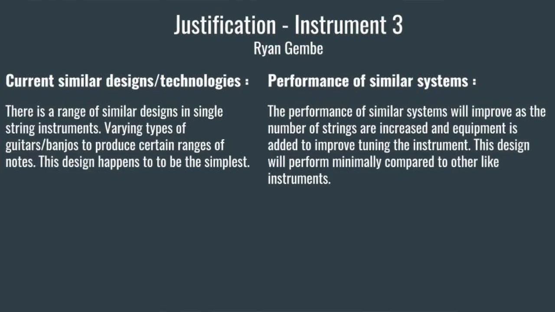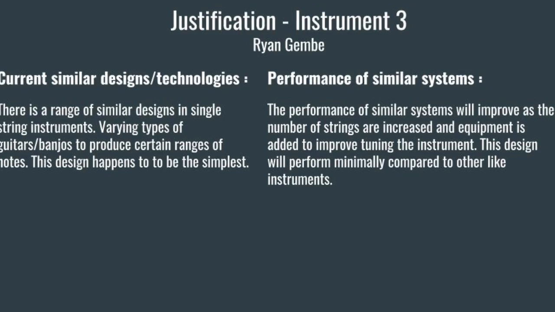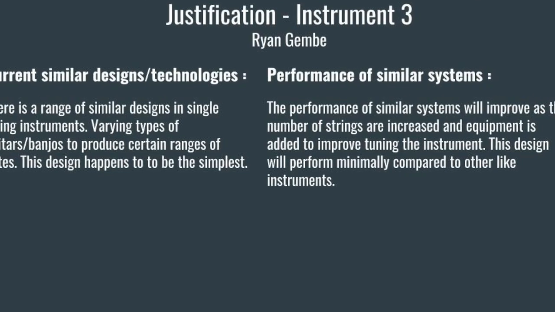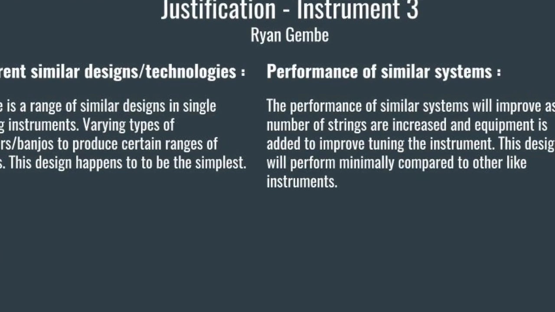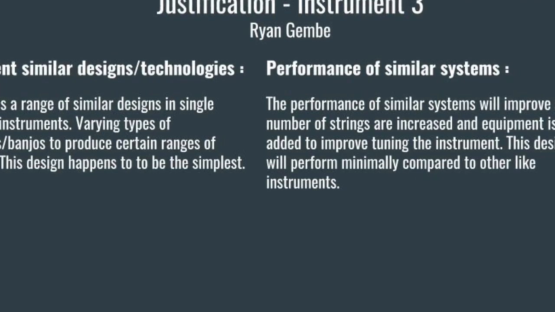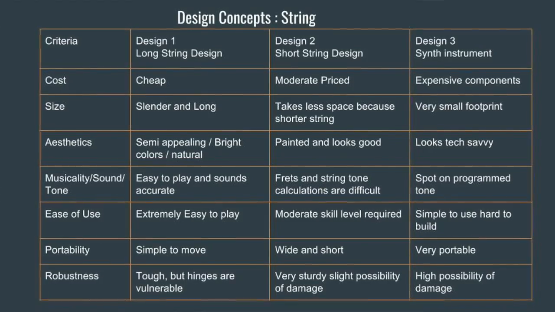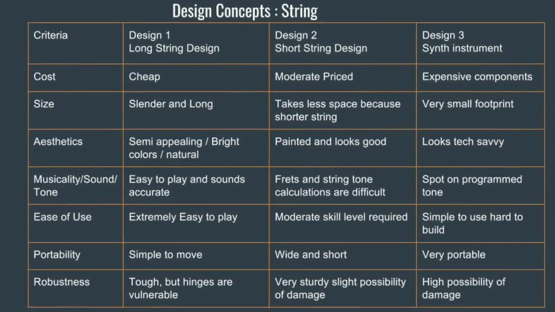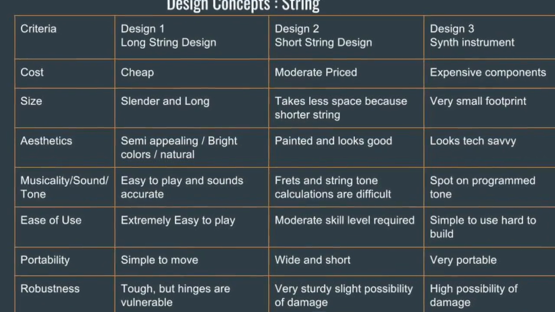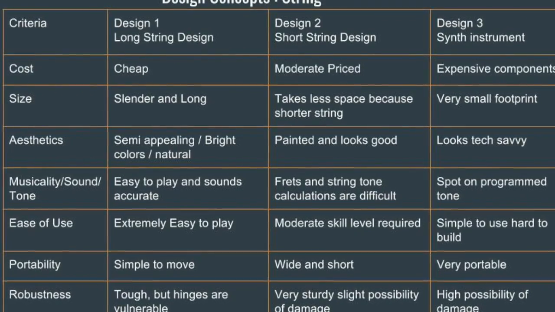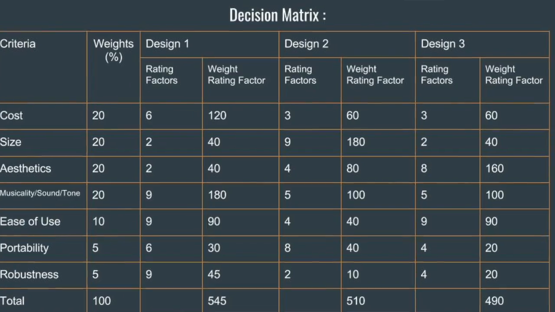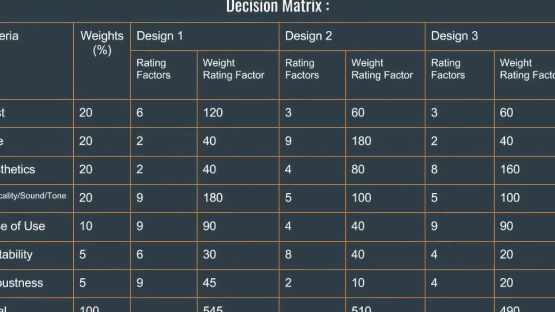A brief explanation of comparable designs and their performance is stated. Design 3 is as minimal as you can get, the bargain basement variety. Slide 31 now brings us to the side-by-side comparisons of the 3 string designs that were created. Finally, slide 32 displays the decision matrix with the decision to go with design 1 that's listed in the matrix.